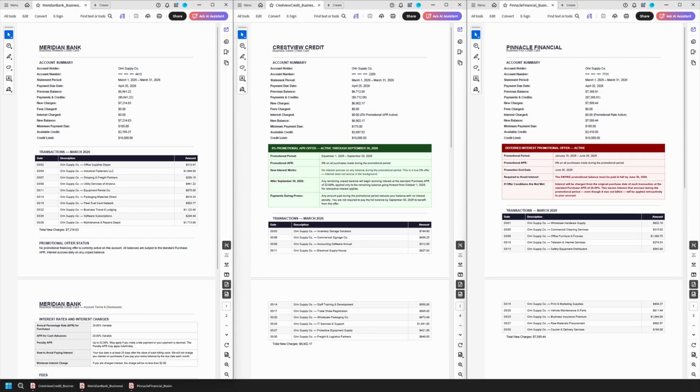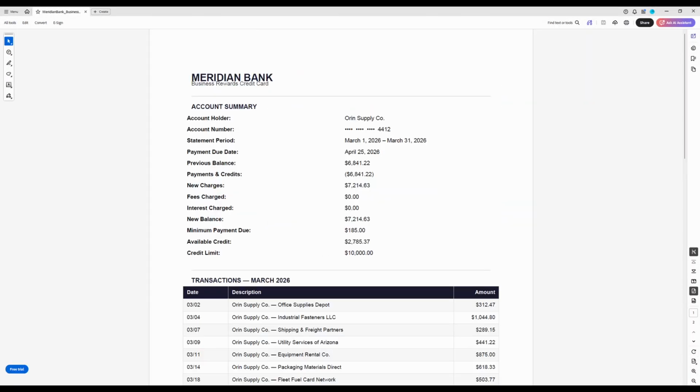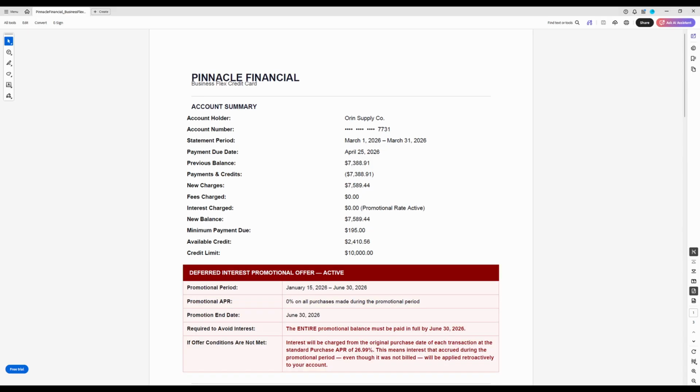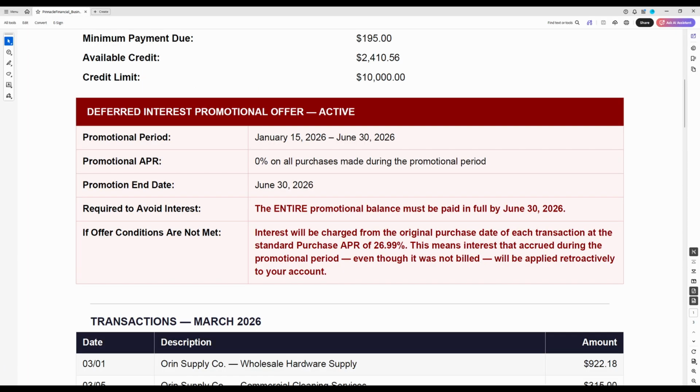You have 3 credit card statements sitting right here. One of them looks totally normal. Pay the minimum, move on. The second one, 0% interest through September. You've got time. The third one, 0%, but only if you pay the entire balance in full by June 30th.